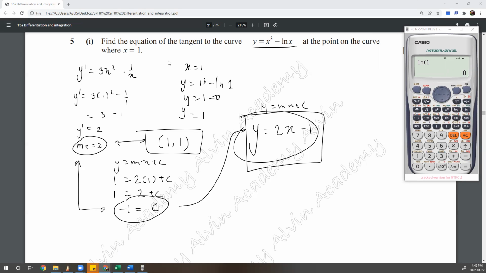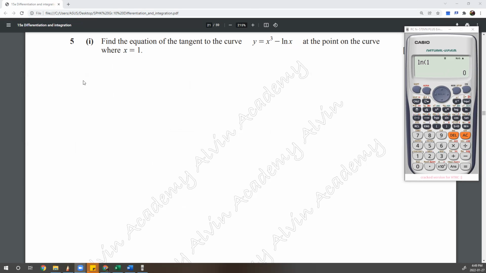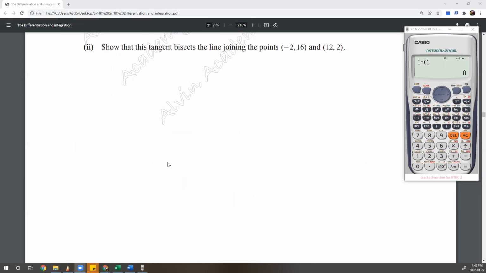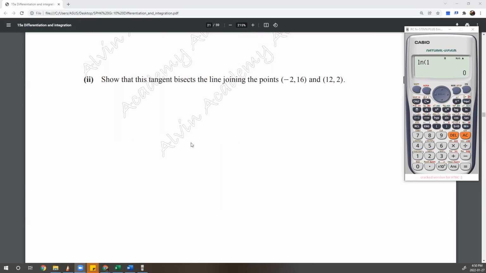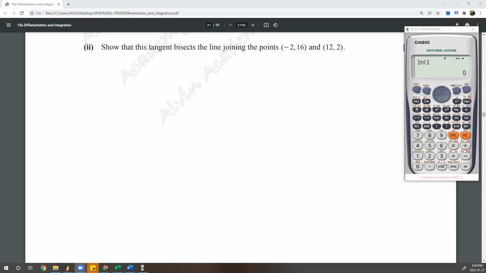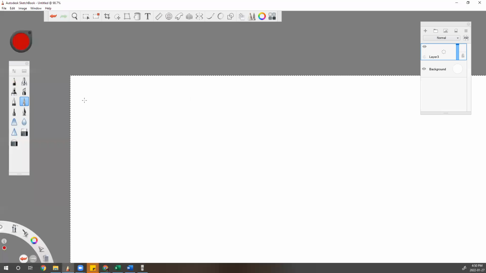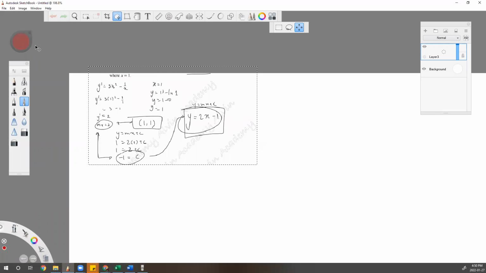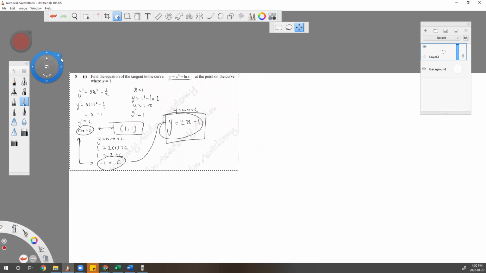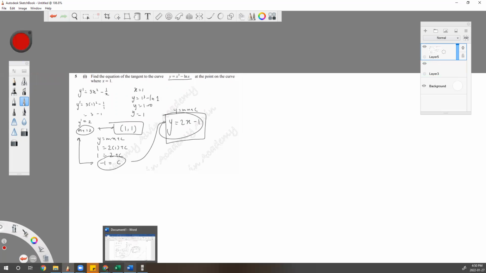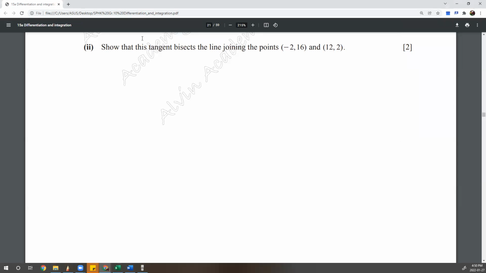Now, let's go to number 8i. Oh man, I forgot to do this. Okay, show that it is bisecting. What is bisecting? It is reaching or cutting. Yeah, cut the value, cut the answer, cut the point, or going through that point. Okay, wait.